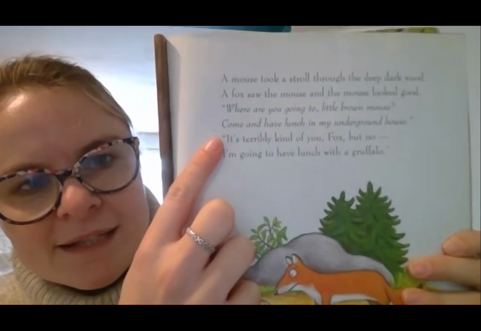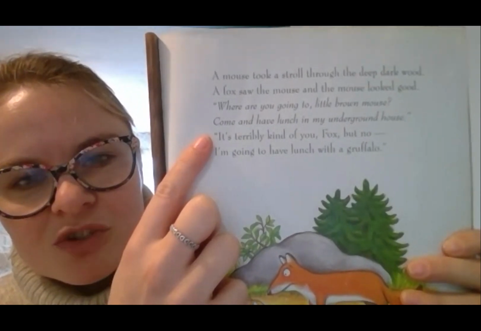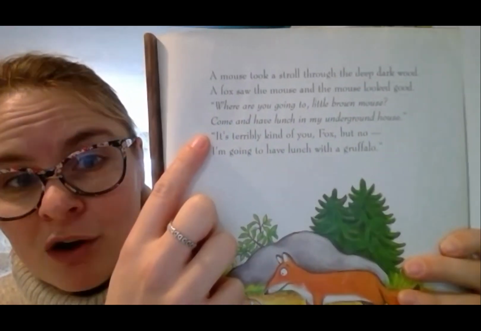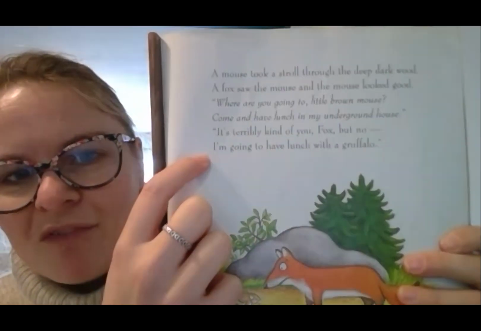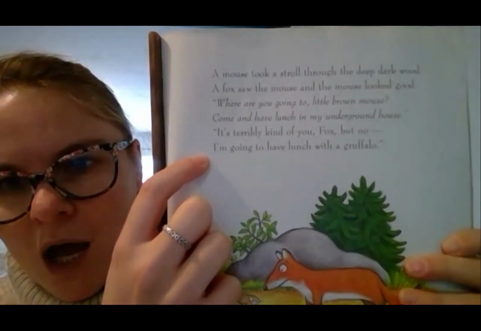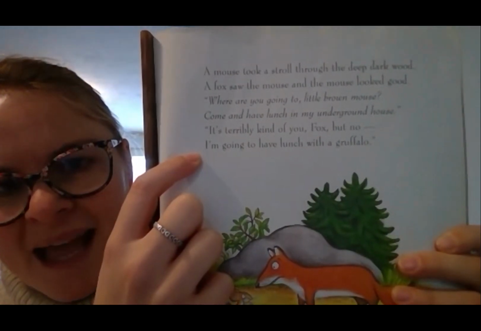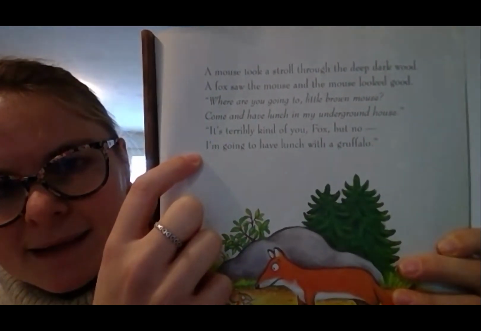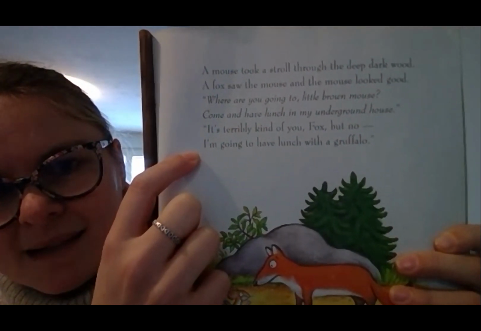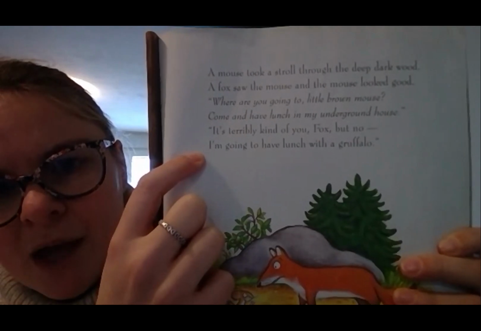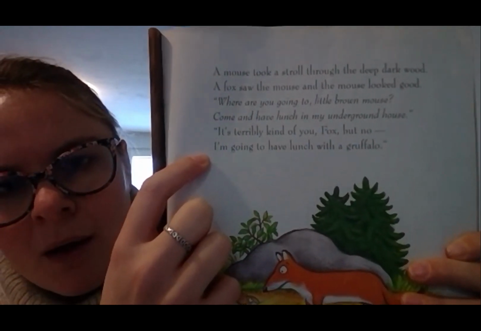Where are you going to, little brown mouse? Come and have lunch in my underground house. It's terribly kind of you, fox, but no, I'm going to have lunch with a Gruffalo. Oh, where is the fact or idea in that bit? Come and have lunch in my underground house. It's terribly kind of you, fox, but no, I'm going to have lunch with a Gruffalo.